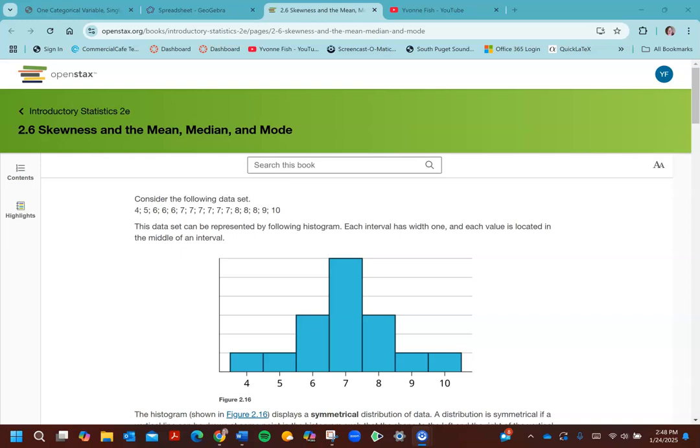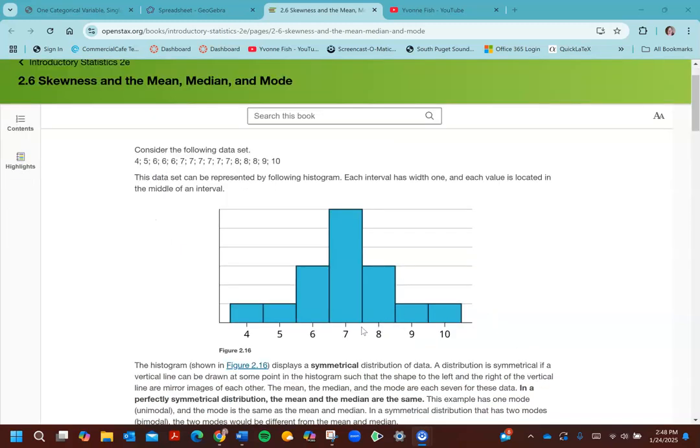So here's just a picture from your textbook showing some data. We have numbers 4, 5, 6, 6, 6, 7, 7, 7, 7, 7, 7, 8, 8, 8, 9, and 10. So we put that in a histogram. Each interval is just one width, and the value is located in the middle there, how they do the labels. So you can see this shape would be a mirror image. If you were to fold it in half, it would be the same.